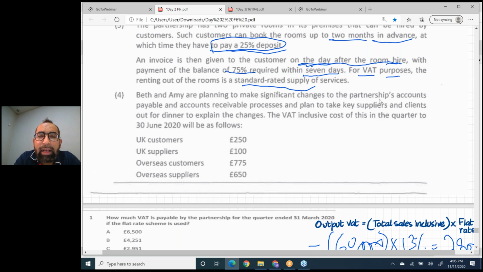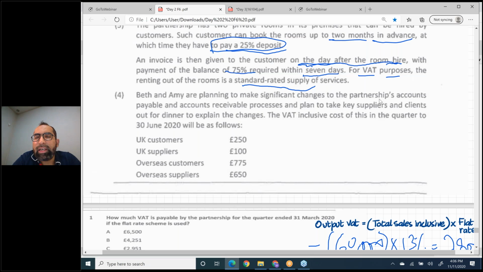Beth and Emmy are planning to make significant changes to the partnership accounts payable and accounts receivable process and plan to take key suppliers and clients out for dinner. This is simply entertainment. To explain the changes, the VAT inclusive cost of this in the quarter to 30th June 20 will be as follows. See, you have four expenditures. Now, what does the law say?